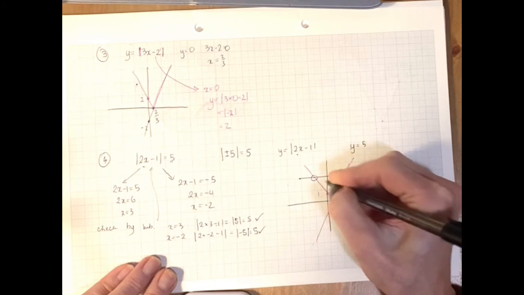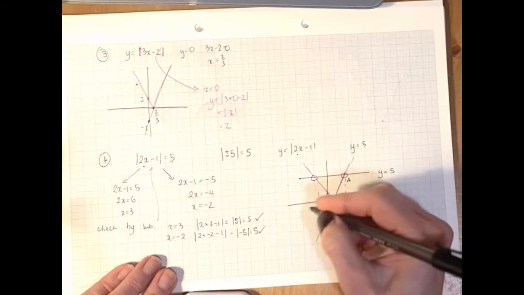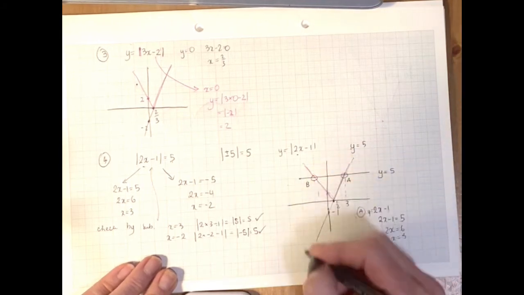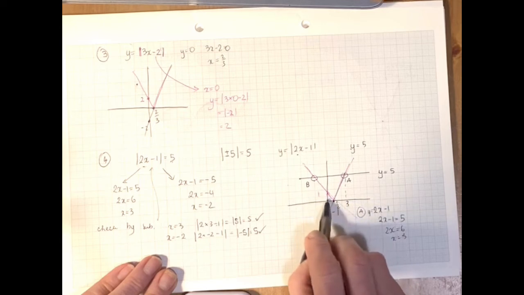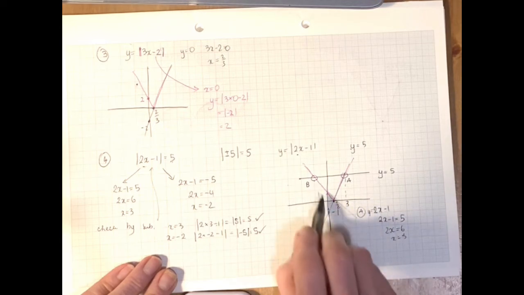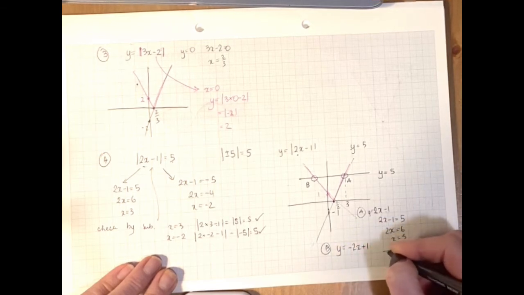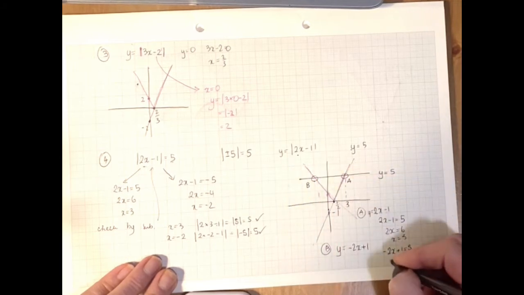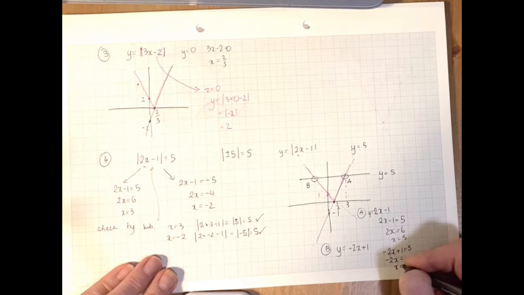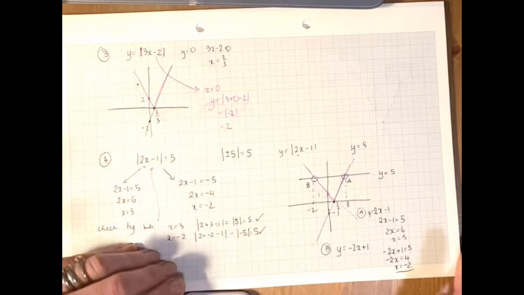Now to get the second solution, you need to think what is the equation of this line. Let's call it point B. The equation of the reflection of this line is minus 2x plus 1, because it's the opposite gradient and plus 1. So we're going to solve minus 2x plus 1 equals 5, because we find the intersection with this. And when you rearrange it, you get minus 2x is equal to 4, so x is minus 2. So you get the same solutions.